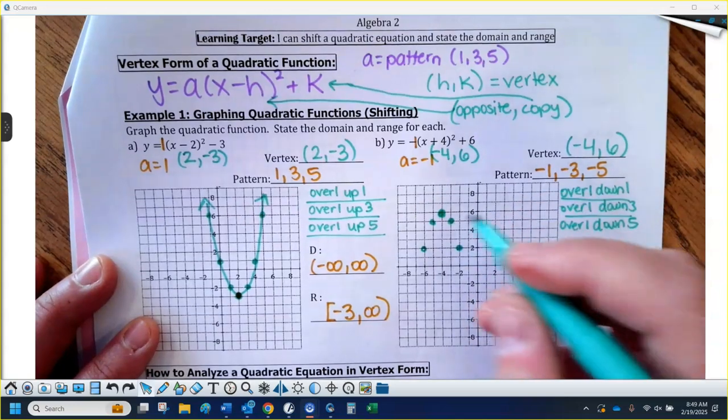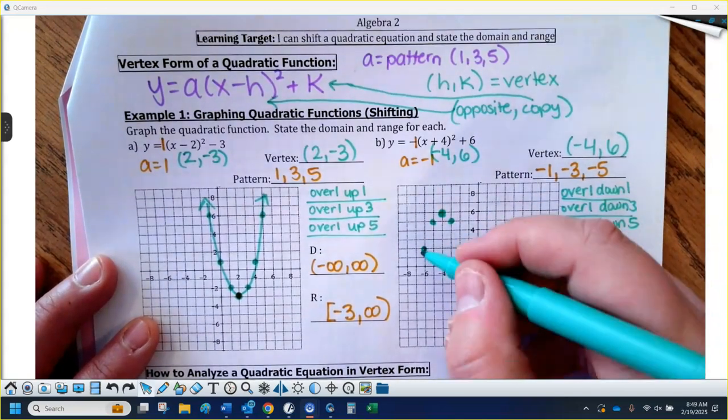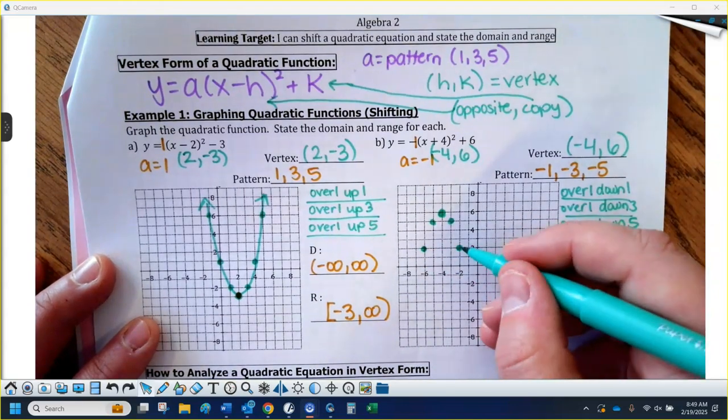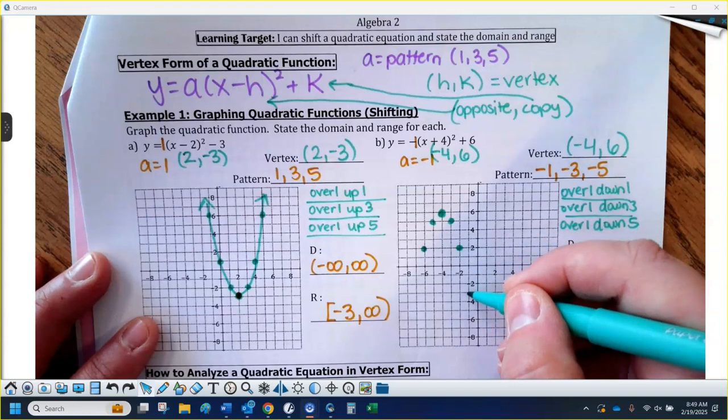Remember, if you're working with a parabola, it's not consistent like a slope. It's like over 1, and then it'll be down a different amount or up a different amount every time. And then I think we can fit this on here, down 5.